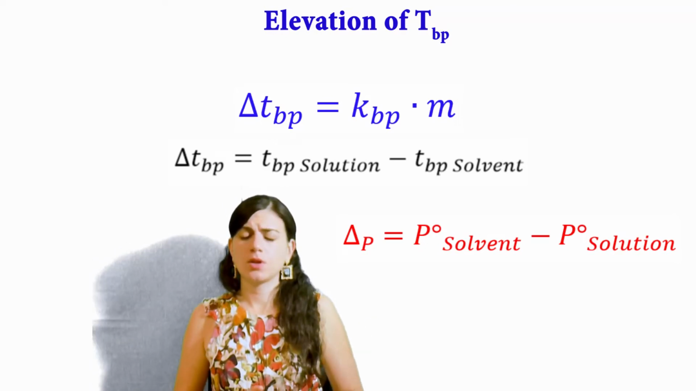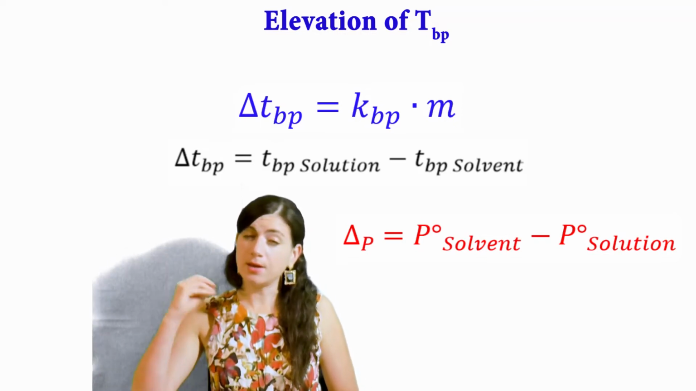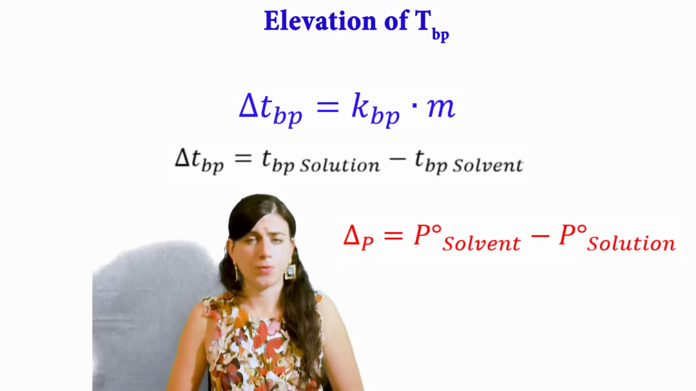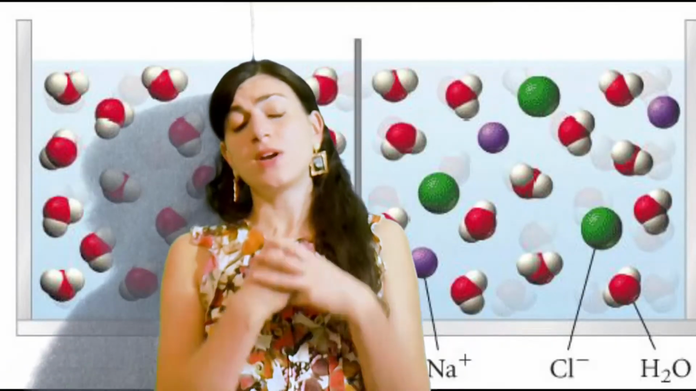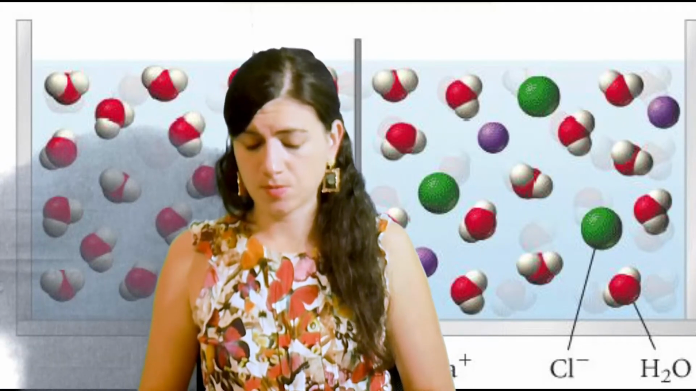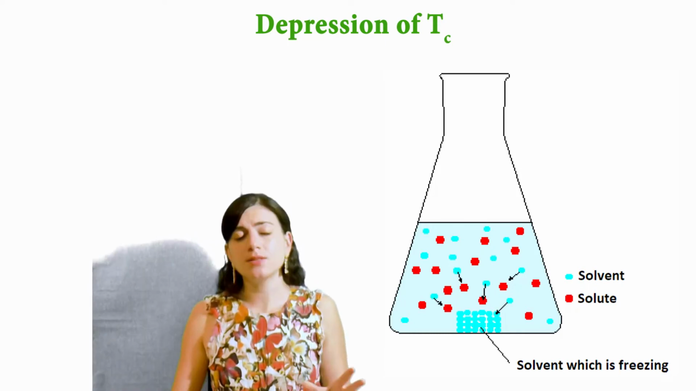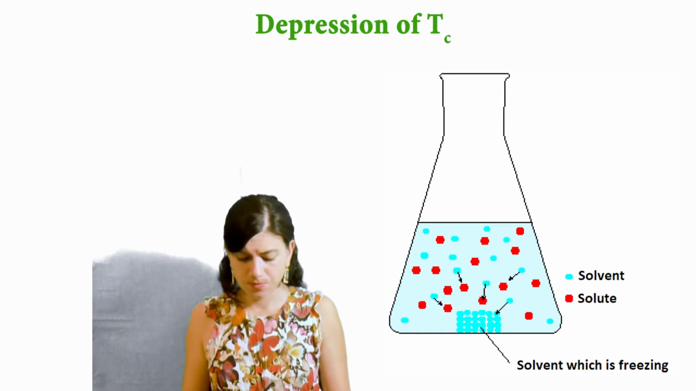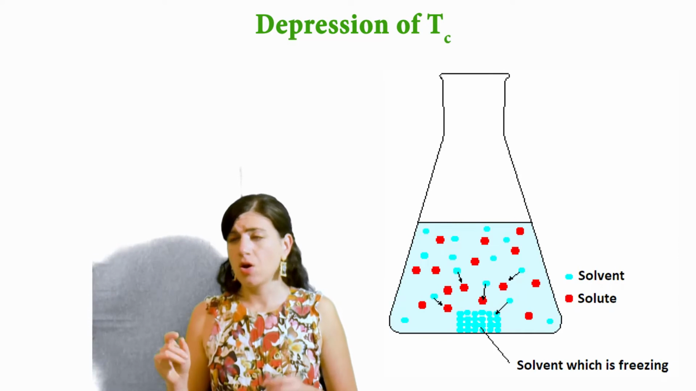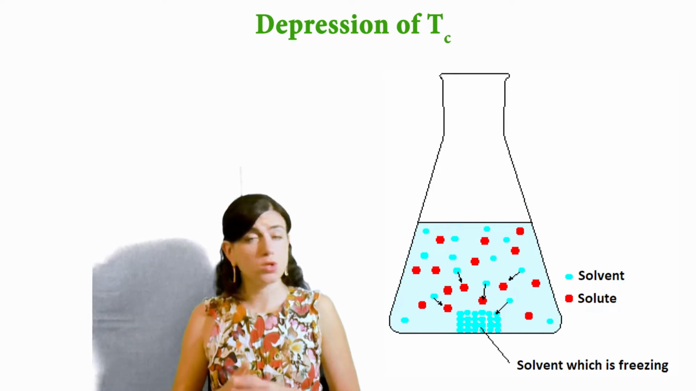This is the reason why you have to think a little bit about whether you are talking about an increase in some property or a lowering of some property. Okay? Now, very similar to the elevation of boiling point is the depression of freezing point. This property refers to a solvent which is freezing in a solution. The presence of solute particles prevents the solvent particles from reaching the lattice. So the crystallization rate of the solvent in a solution is lower than the rate of pure solvent.